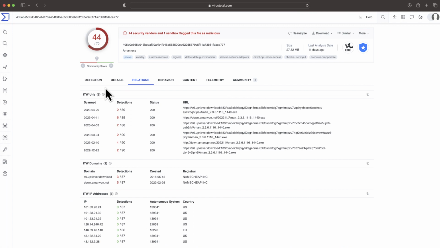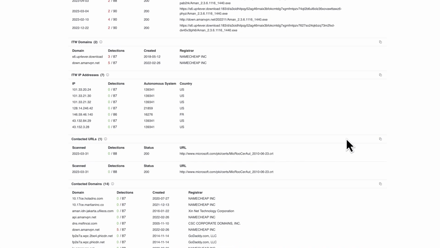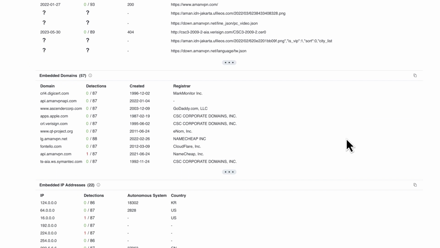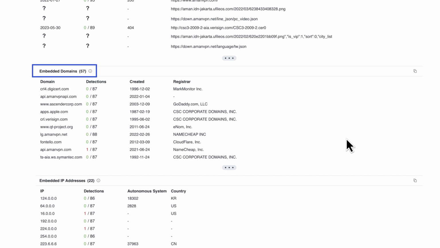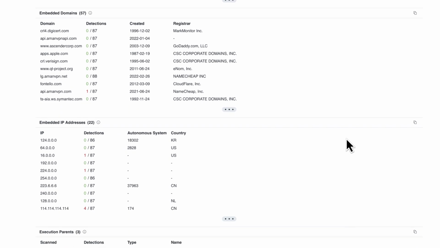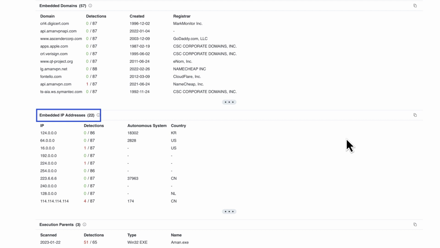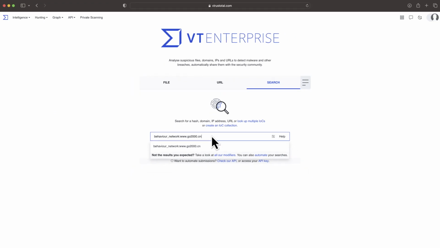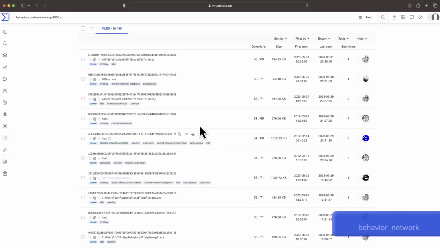In some cases, the malware itself includes IPs, domains, or URLs in itself to interact with the infrastructure. When found, they will be shown as embedded. Sometimes, this is not possible to obtain, as infrastructure is obfuscated or encrypted in the sample, or in an internal configuration file. We can search for samples having a particular network behavior using the behavior_network modifier, for instance, finding the ones connecting to a particular domain or IP.